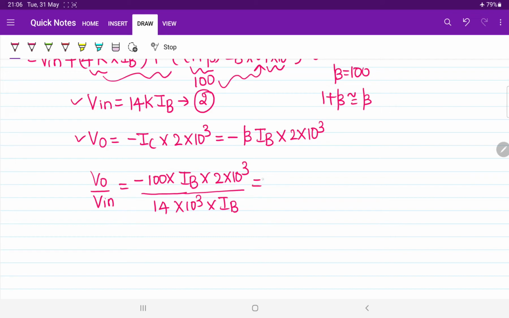Yes or no? That's all. So 10 power 3 will get cancelled. Base current will get cancelled out. Finally, we can cancel this one also. That is 7 times 2 will be 14. Yes or no? I hope you are all getting it.